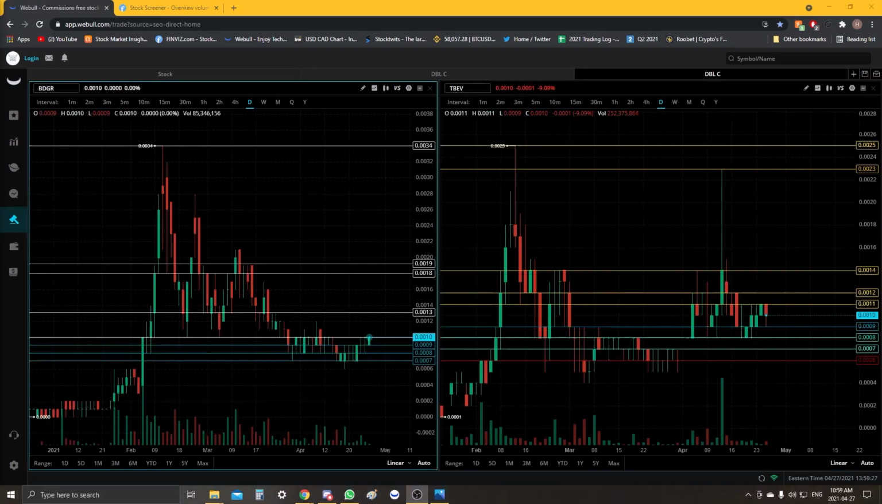The last lesson to this video is layer buying. So to the left, I have BDGR, and to the right, I have TBEV. I know I already showed you an example from Kodak and TXTM with layer buying, but these two are actual stocks that I'm looking to buy.